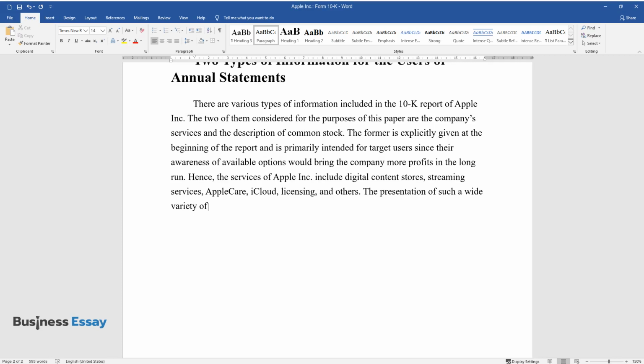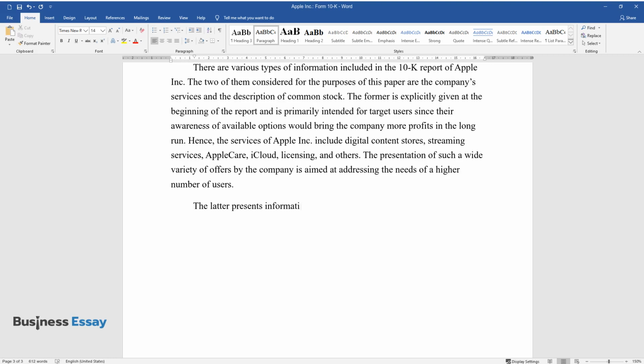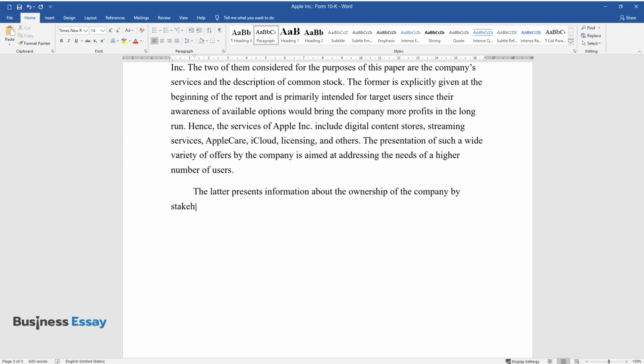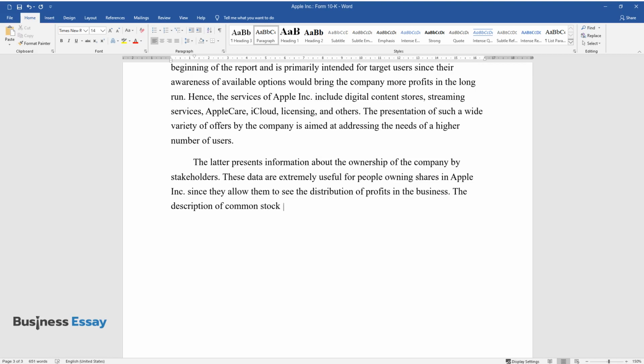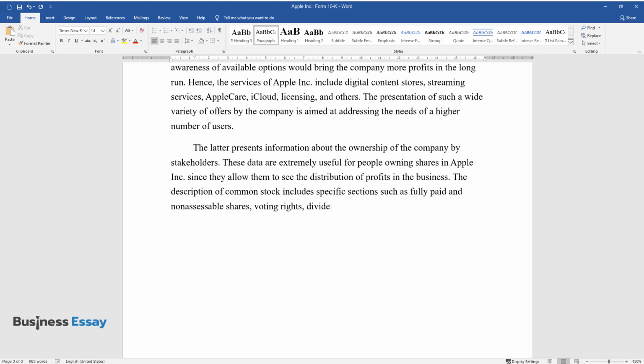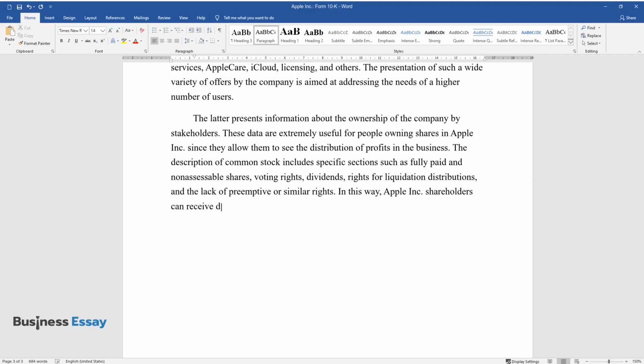The presentation of such a wide variety of offers by the company is aimed at addressing the needs of a higher number of users. The latter presents information about the ownership of the company by stakeholders. These data are extremely useful for people owning shares in Apple Incorporated since they allow them to see the distribution of profits in the business. The description of common stock includes specific sections such as fully paid and non-assessable shares, voting rights, dividends, rights for liquidation distributions, and the lack of preemptive or similar rights. In this way, Apple Incorporated shareholders can receive detailed information about their possible profits depending on shares.